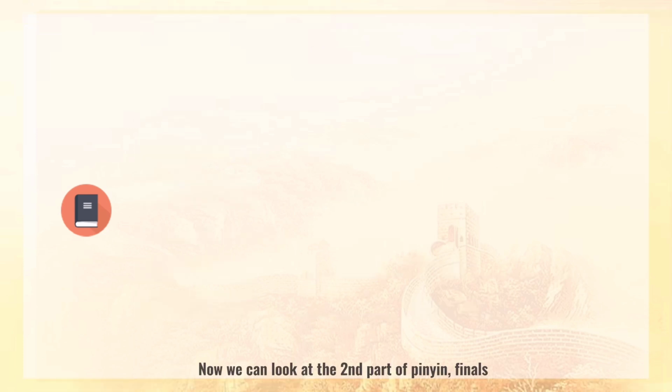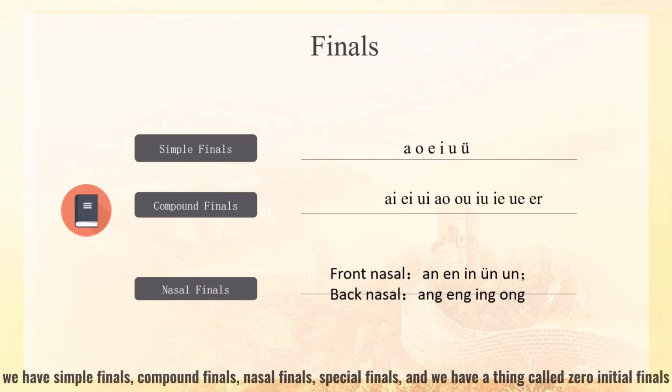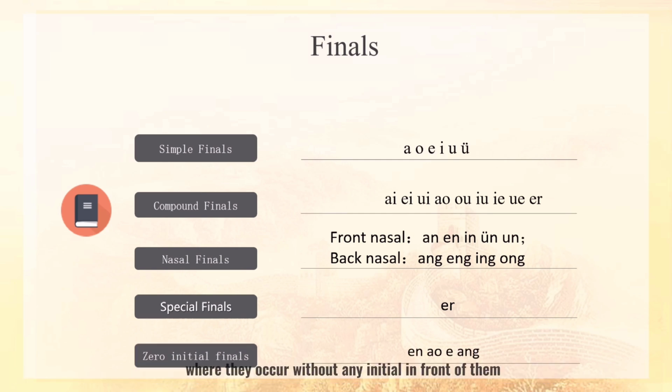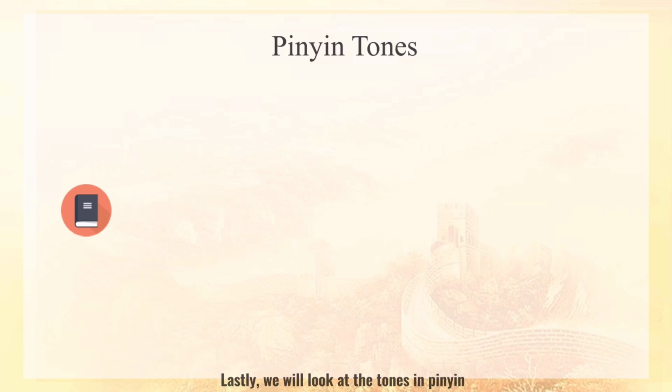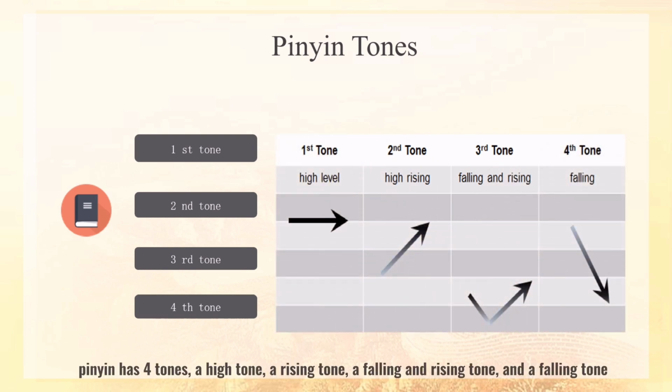Now we can look at the second part of pinyin, finals. We have simple finals, compound finals, nasal finals, special finals, and we have a thing called zero initial finals, where they occur without any initial in front of them. Lastly, we will look at the tones in pinyin. Just like Prof. Juak mentioned in the textbook, pinyin has 4 tones: a high tone, a rising tone, a falling rising tone, and a falling tone.